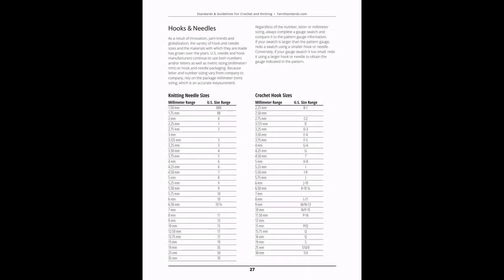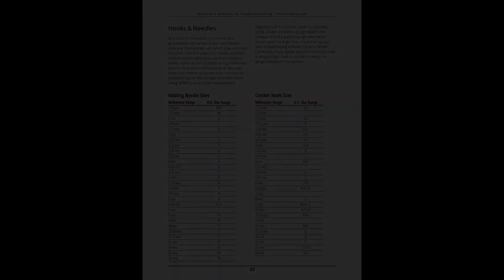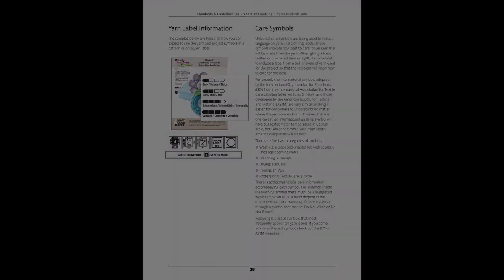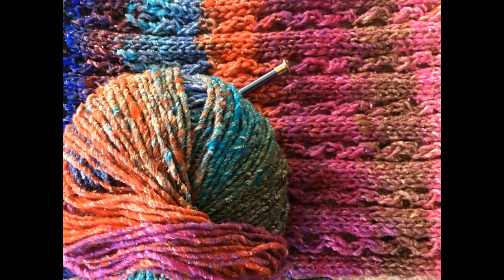There are pages that give you, for knitting needles and crochet hooks, the conversion between the size in millimeters and the US size range. There's a page that shows you the information that you can expect to find on a yarn label, including care symbols to show you if something can be hand washed, machine washed, if you can use an iron on it. So that's yarnstandards.com.